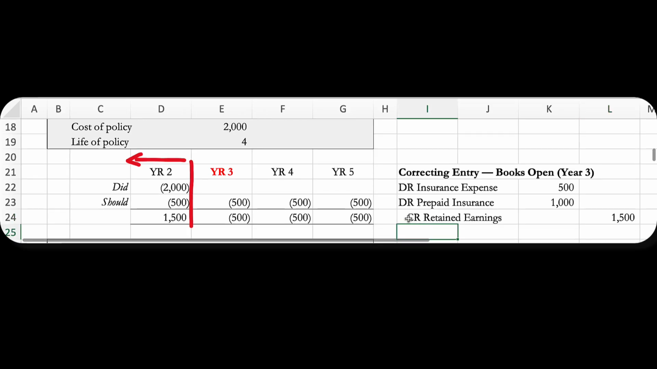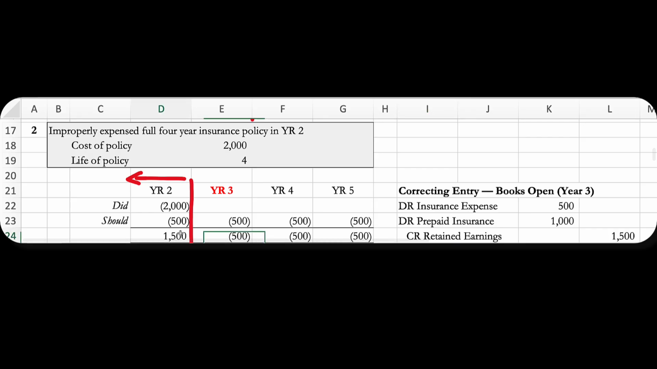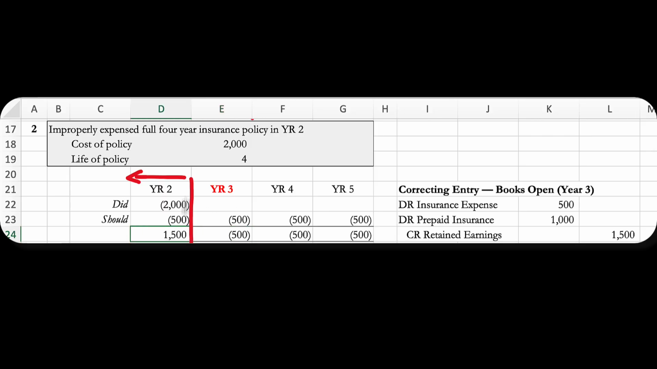Another way you can think about this row right here, that we've calculated, our difference row, is what we need to do to net income in any one of the current years. So if I'm in year 3, I need to subtract $500. If I were in year 4, I would need to subtract $500. If I'm in year 2, I need to add back $1,500. But we are in year 3, which is why that's bolded and red.